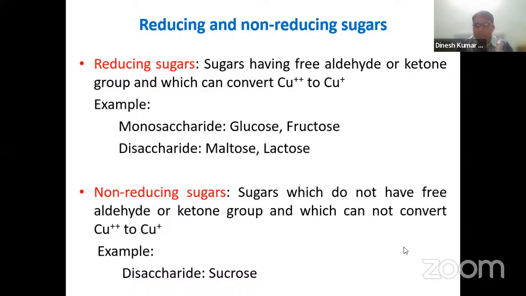So depending on the free aldehyde or ketone group, they will be performing these tests. And this is how we can detect whether a sugar is reducing. Reducing means it is either the glucose, fructose, or maltose, lactose, or if it is giving no color, then it is a sucrose.